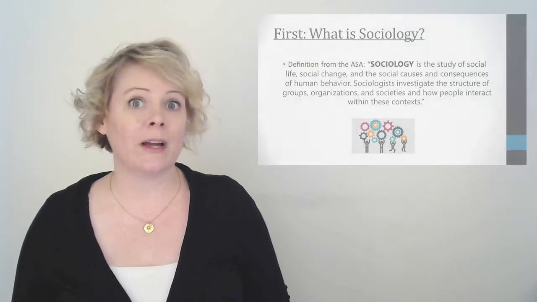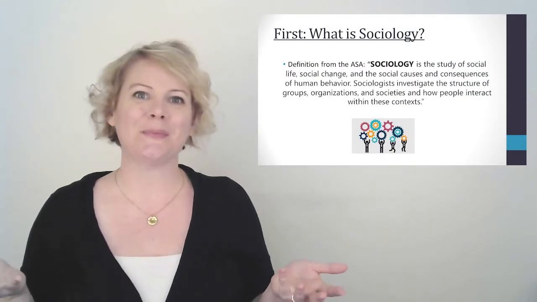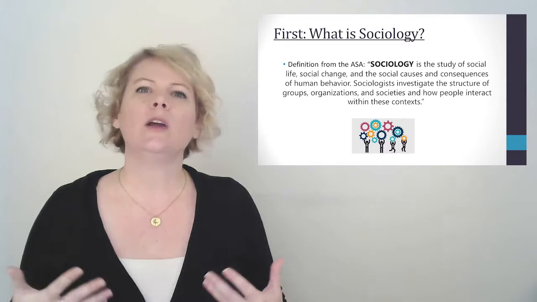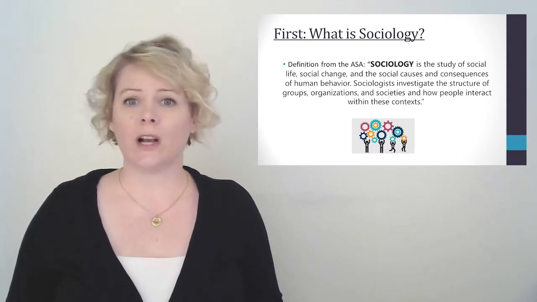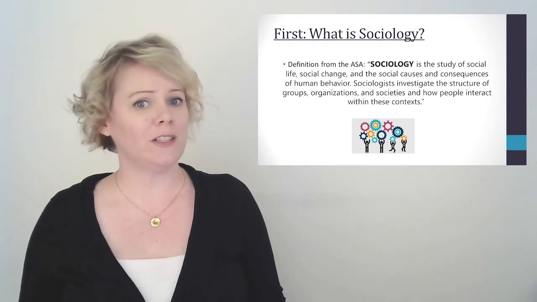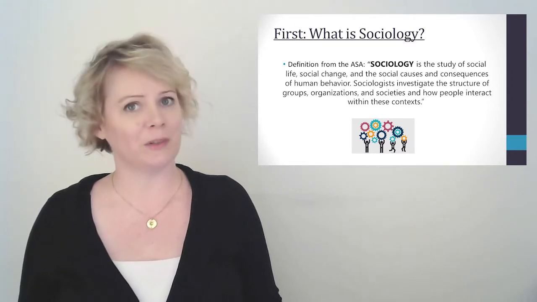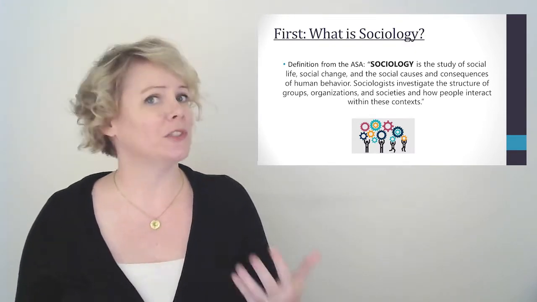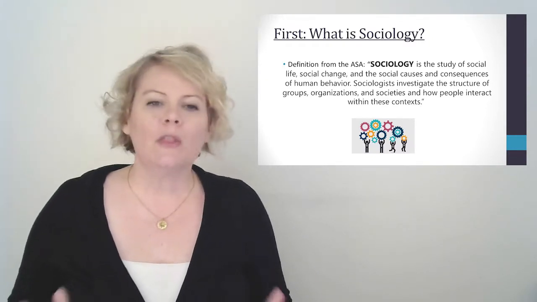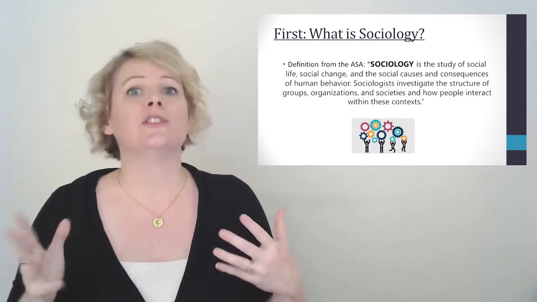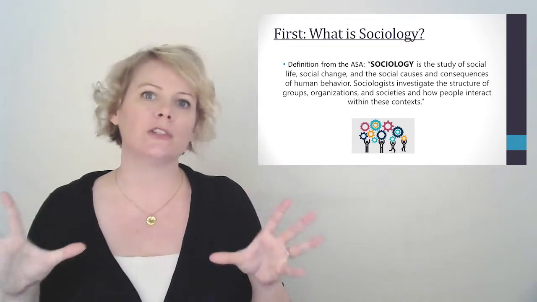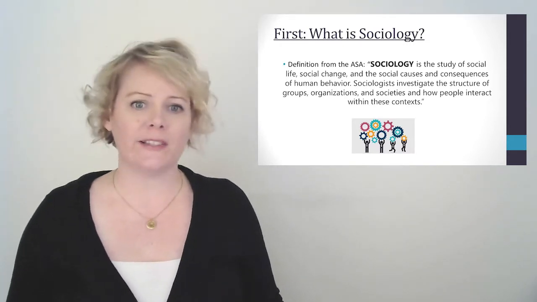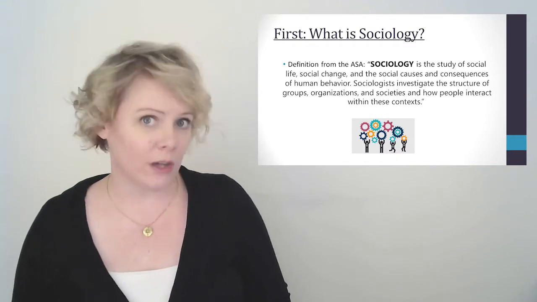The first thing we're going to talk about is the literal definition of sociology, because that's always a good place to start. This definition comes from the American Sociological Association, which is our primary professional organization. Sociology is the study of social life, social change, and the social causes and consequences of human behavior. As you can tell, this is a really big definition. It already includes causes and effects. They go on to talk about how sociology studies the structures, and that's really important to us, big picture social structures. Sociologists investigate the structure of groups, organizations, and societies, and how people interact within these contexts.